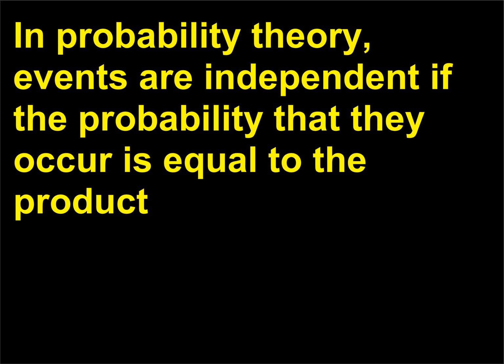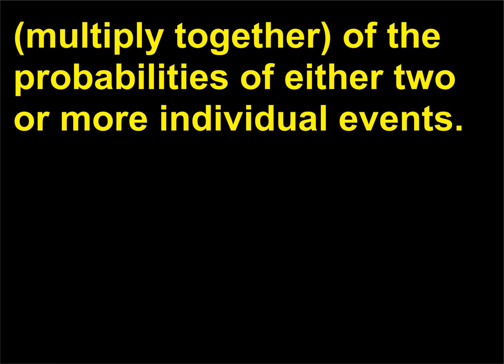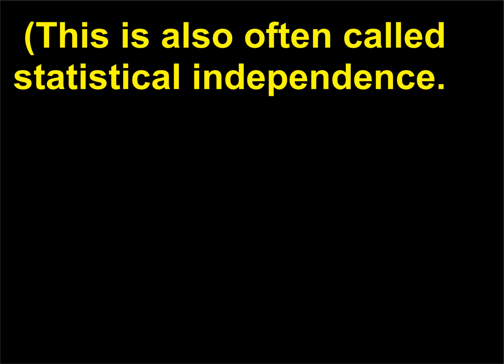In probability theory, events are independent if the probability that they occur is equal to the product, multiplied together, of the probabilities of either two or more individual events. This is also often called statistical independence.